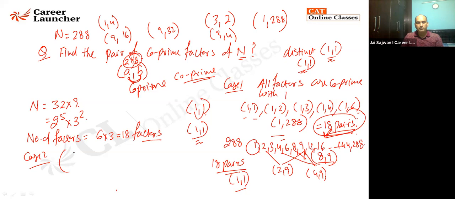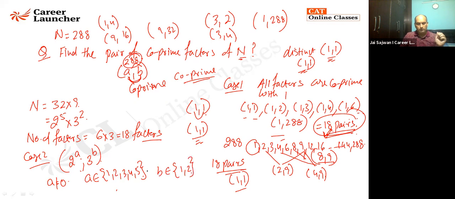I'll say there are only 2 prime numbers. So 2 to the power of A will be co-prime with 3 to the power of B. Reason is one number is formed from 2 and the second is formed from 3. And I can say A cannot be equal to 0. Why? Because whenever you put A equal to 0, that gives you 1. With 1, I have taken all the numbers. So I'll say A belongs to 1, 2, 3, 4, 5. There are 5 values of A I can take. And B belongs to 1 and 2. So how many combinations are there? 5 twos are 10 pairs. I'll say there are 10 pairs of co-prime factors which are going to form.